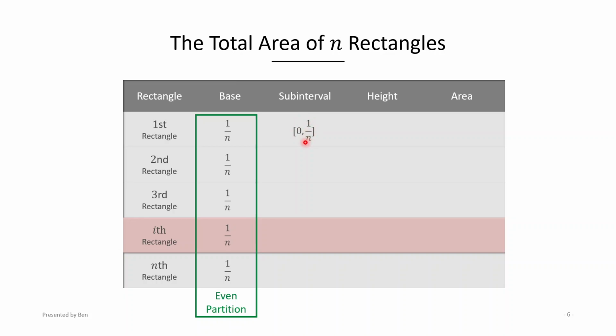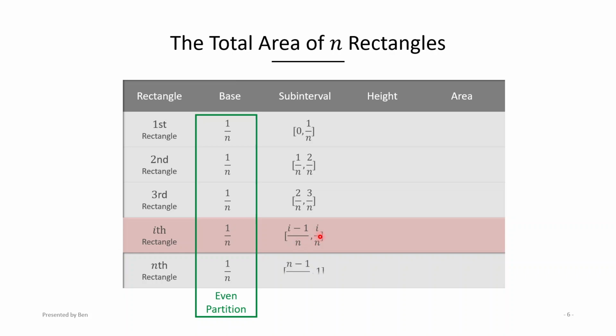And the second rectangle comes immediately after the first one. So it will go from 1 over n to 2 over n, right? And the third rectangle comes after the second one, so it will go from 2 over n to 3 over n. We can easily figure out the general pattern. For the ith rectangle, its subinterval will go from the fraction i minus 1 over n to the fraction i over n, right?